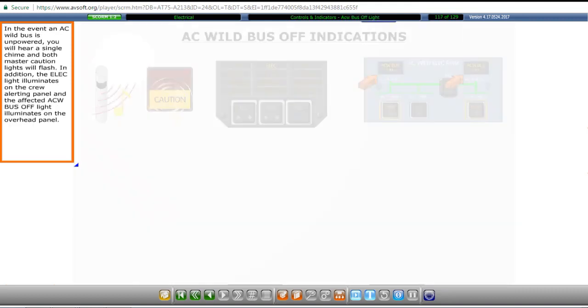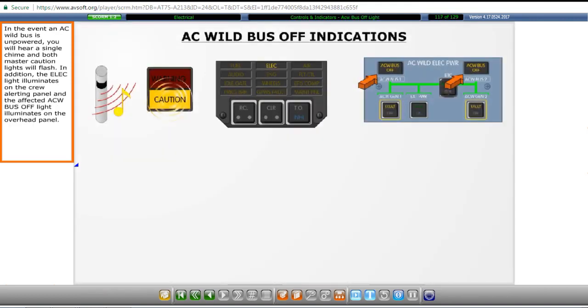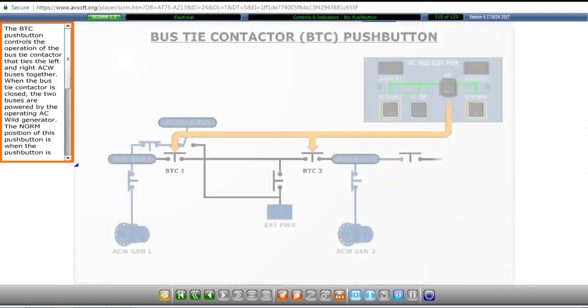In the event an AC wild bus is unpowered, you will hear a single chime and both master caution lights will flash. In addition, the electric light illuminates on the crew alerting panel and the affected AC wild bus off light illuminates on the overhead panel.